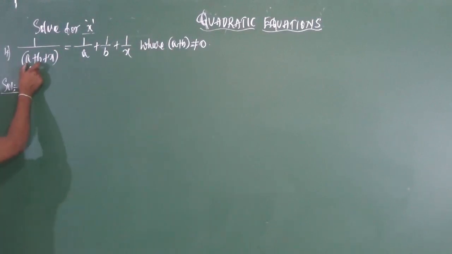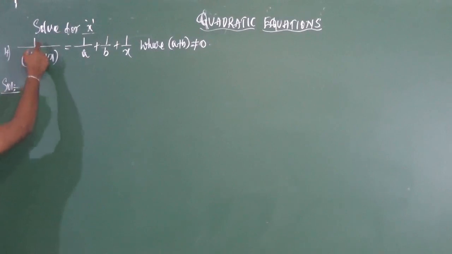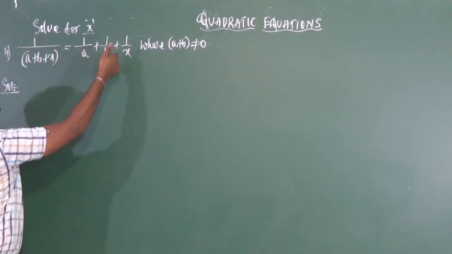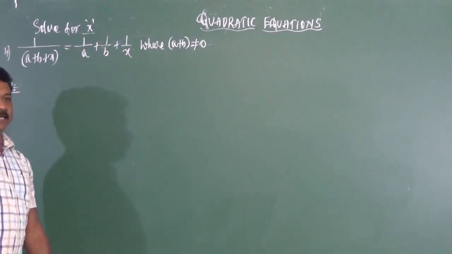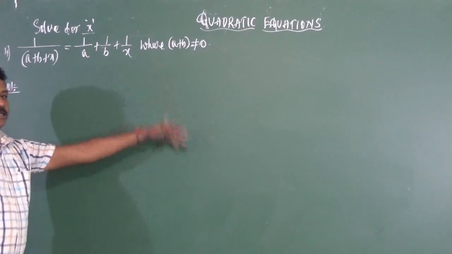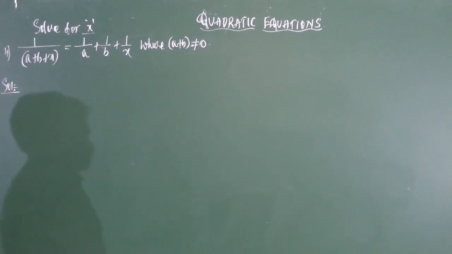So if a plus b becomes equal to 0, then it remains 1 by x, and 1 by x and 1 by x may get cancelled. So you will be left over with 1 by a and 1 by b. Therefore he has put up a condition, that is a plus b is not equal to 0. That's all right. So let us take the problem.